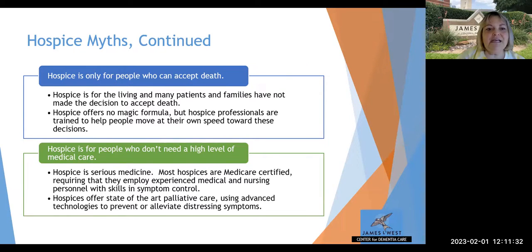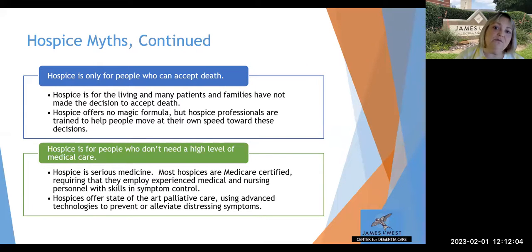Hospice, a person doesn't come in and go on hospice and then they've got just this magic formula where they've automatically accepted death. But part of what those hospice professionals do is to help people get to that point. But they allow the family and the patient to move at their own speed. They don't push them towards anything. They meet them where they are. Hospice is all about living.